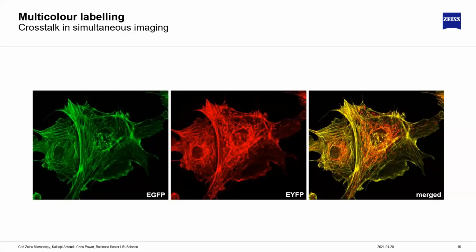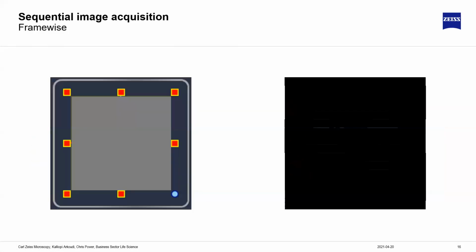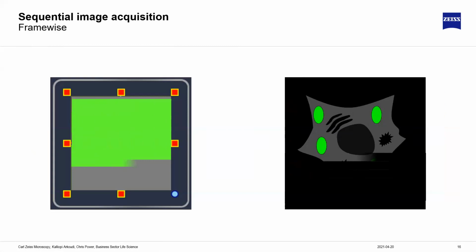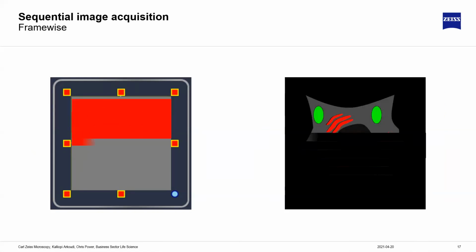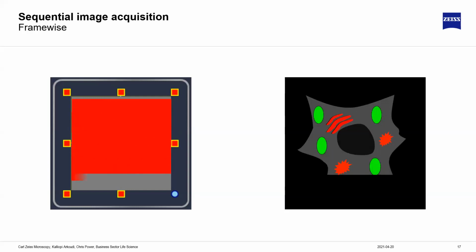Now, if that problem is limited purely to the emission overlap and not to the excitation overlap, then you can image sequentially. And that very neatly solves the problem. So in the case of a confocal, we can do that frame-wise, where we scan across the sample using just one laser. So just a blue laser to excite our green fluorescence. And then we stop, we change over to our red laser, and we excite, and we get our further red fluorescence coming out, and then neatly separated.